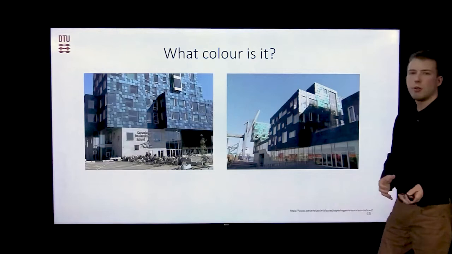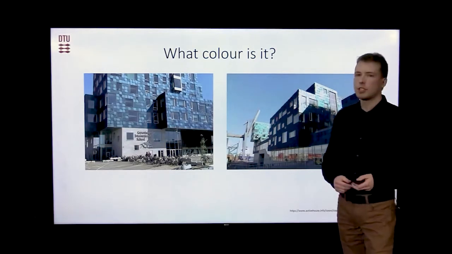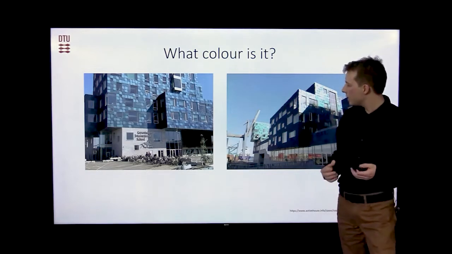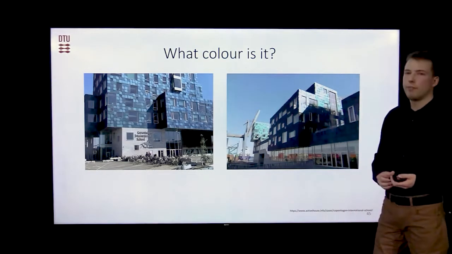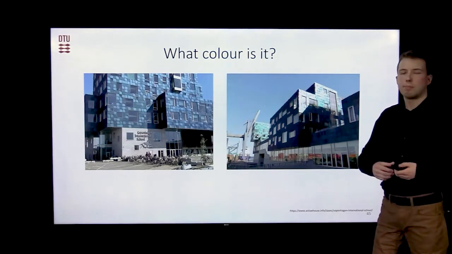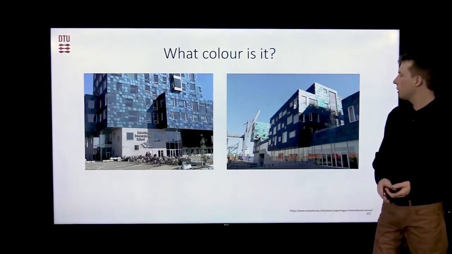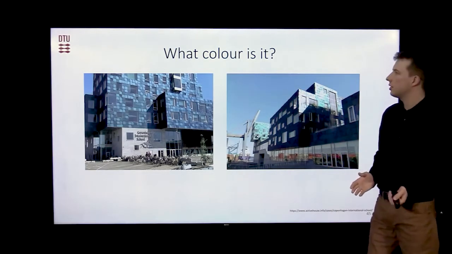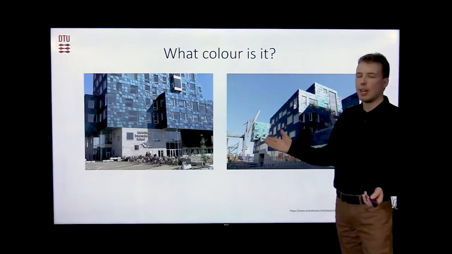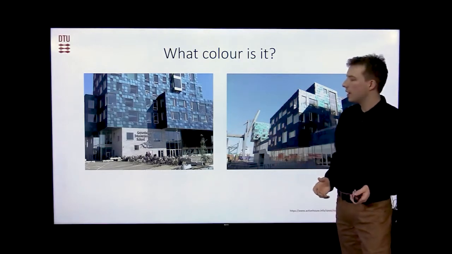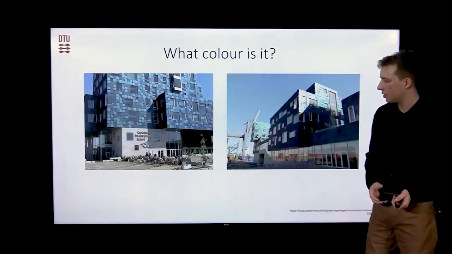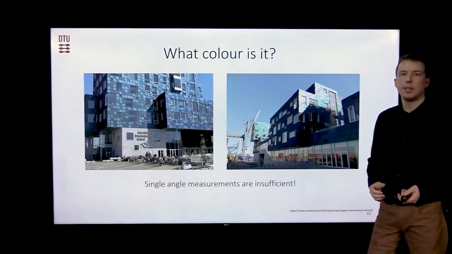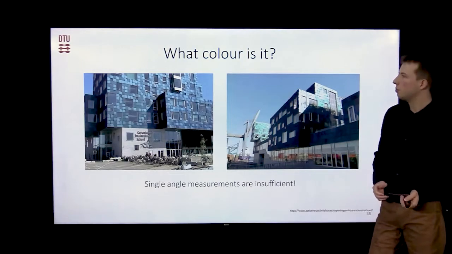Okay, now that we know how to express colors, let us look at the Copenhagen International School you might all be familiar with. As we know, this building exhibits a very apparent angular perception. So depending on which angle we look at it from, we can see different colors. And if we ask the question, what color is this building, or what color are the PV cells, it's very difficult to find an accurate answer. That leads me to my simple conclusion: a single measurement of the color here might be insufficient. So what can we do?